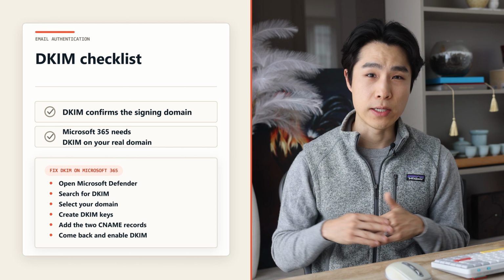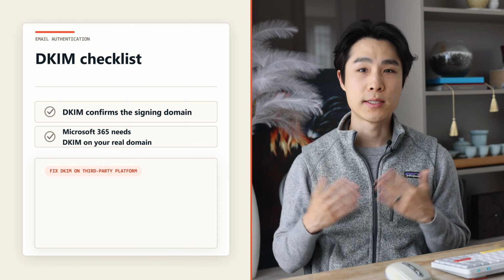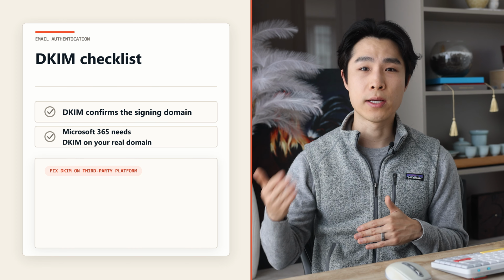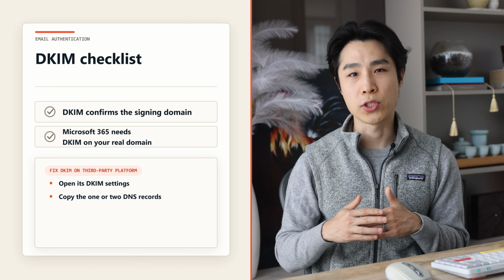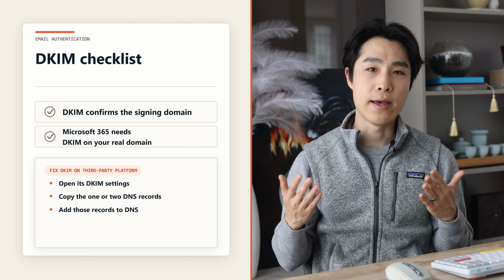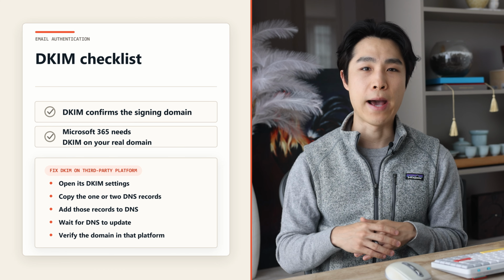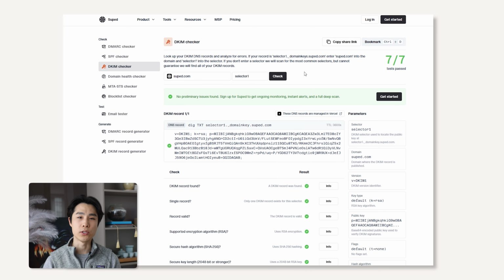We've got a really thorough video on how to do this, and we'll leave that in the description below as well. And if you are sending through any third-party platforms that also use DKIM, you will need to go into that platform, find its DKIM settings, and they'll normally give instructions on those DNS records you'll need to add and update as well. So add them, wait for DNS to update and propagate, and then verify the domain back inside that platform. And again, we've also got a cool DKIM checker tool that you can use to verify all of that in the description below as well.